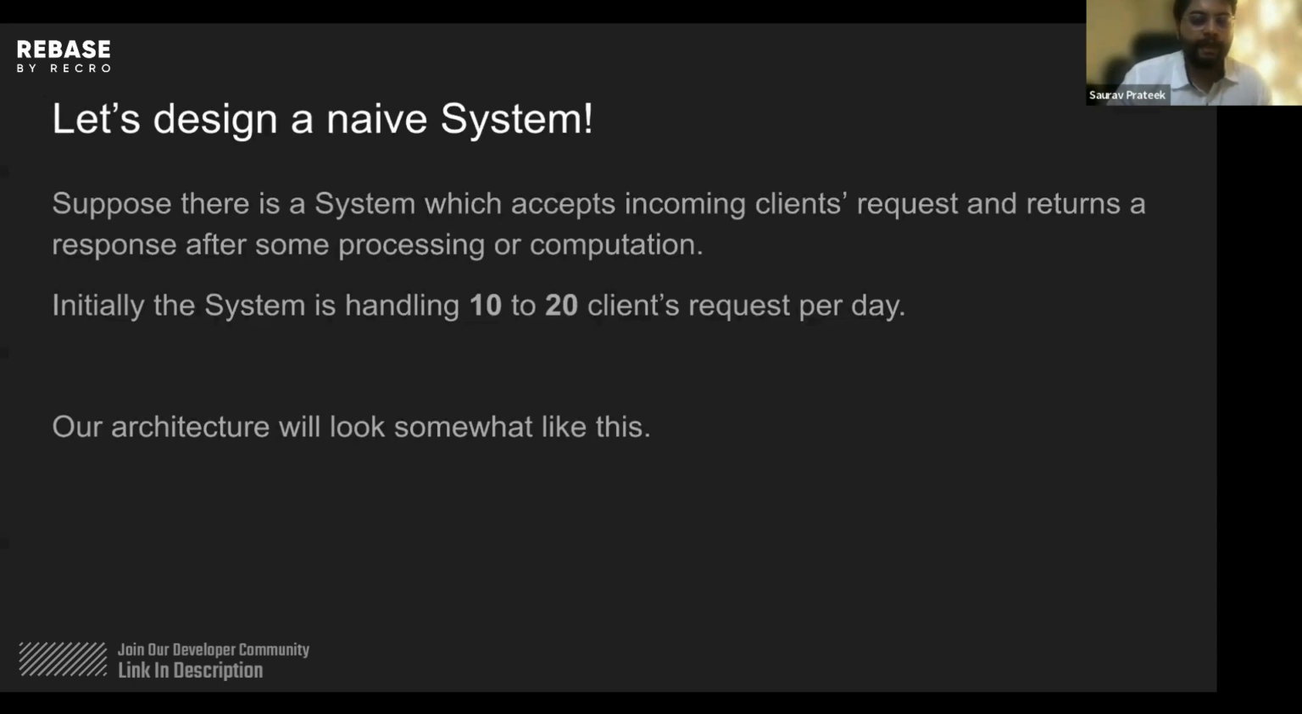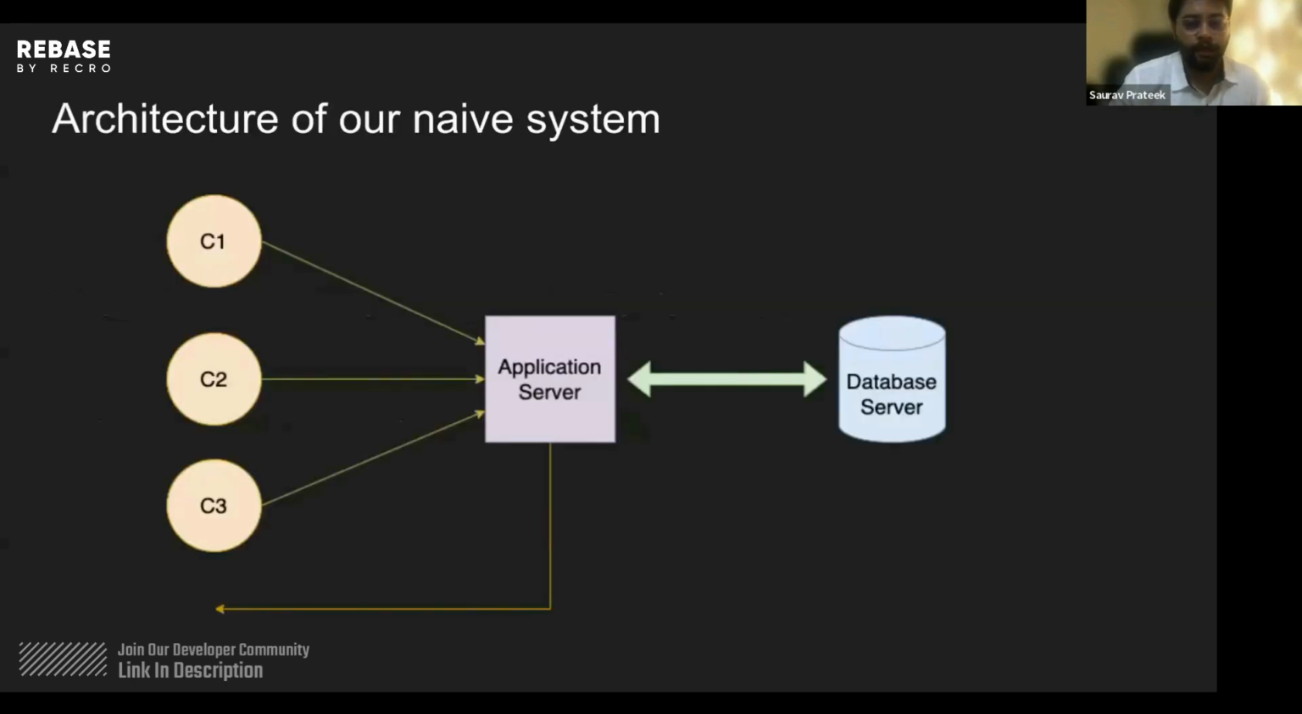So what's currently happening is that initially our system is handling very few client requests, about 10 to 20 per day. So we don't need to think much about scaling. So what should we do currently? How should our architecture look? If we see in the next slide, our architecture can look somewhat like this.